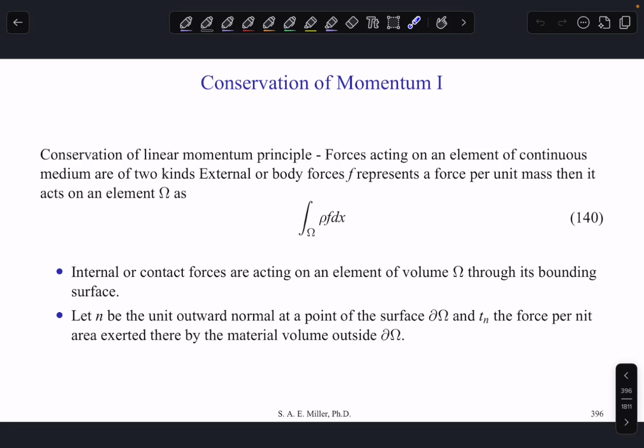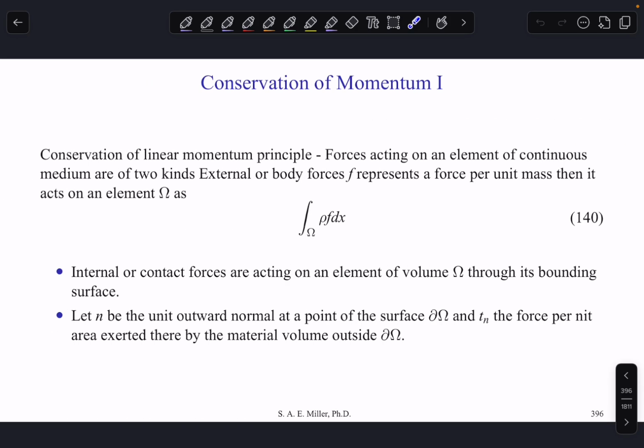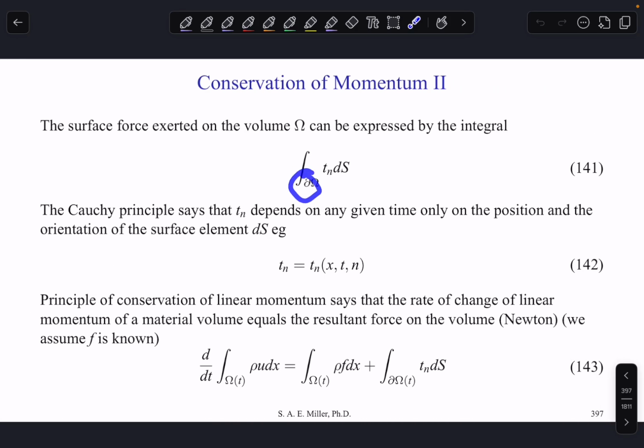The internal, or so-called contact, forces act on this element volume omega through its surface, which we'll sometimes write as gamma or partial omega. So partial omega represents the surface, and T sub n is the force per unit area exerted by the material outside on the volume. This surface force is expressed via the integral in equation 141, just like 140. It's very similar, except it's a surface integral denoted by dS over partial omega.